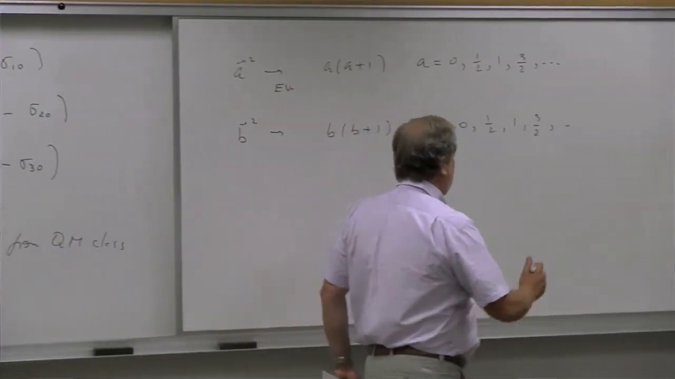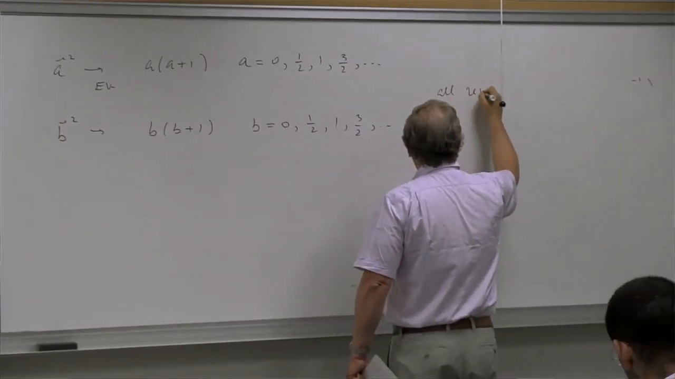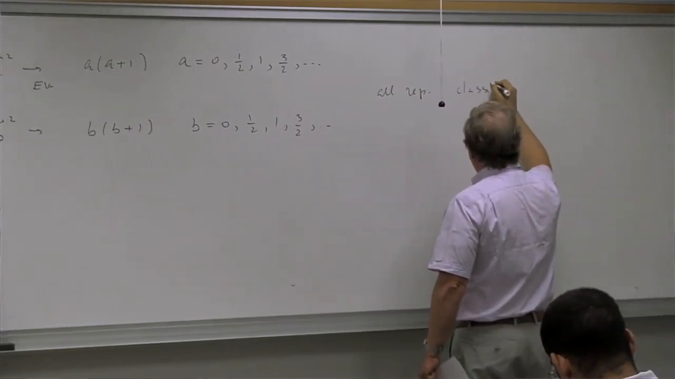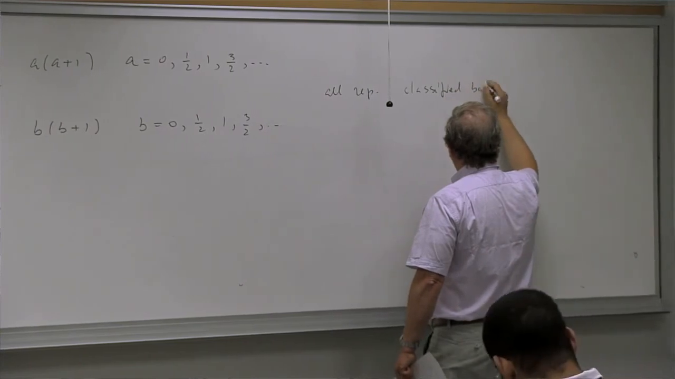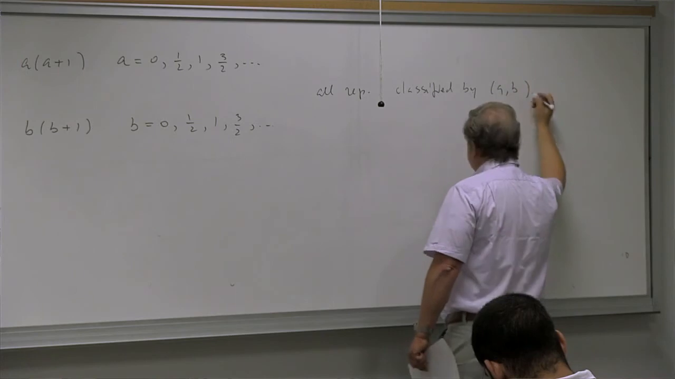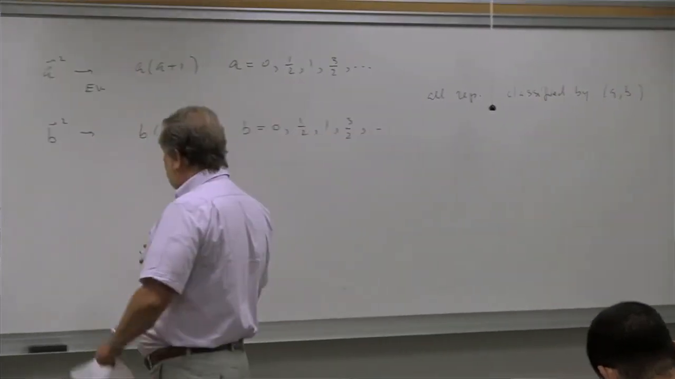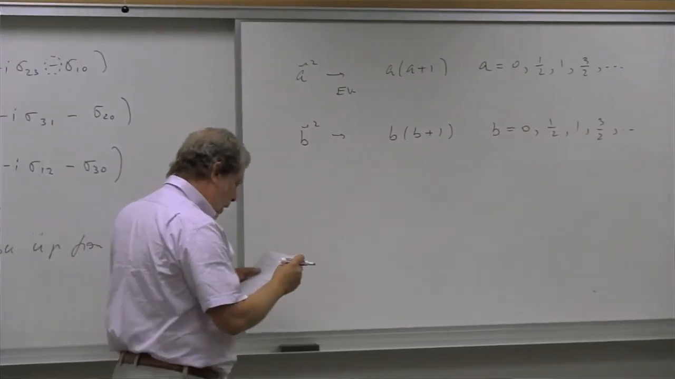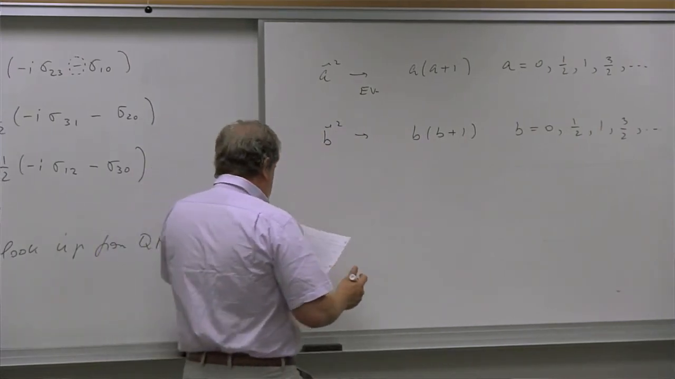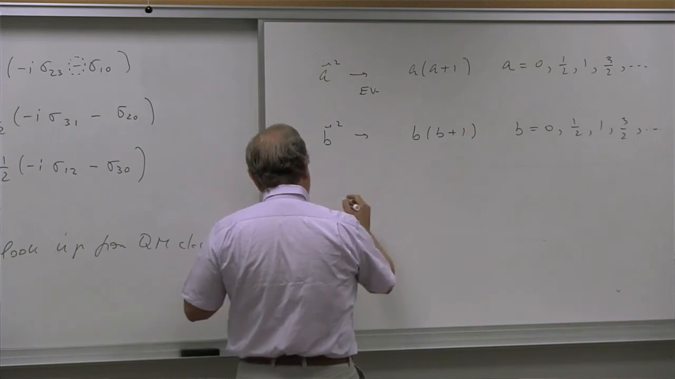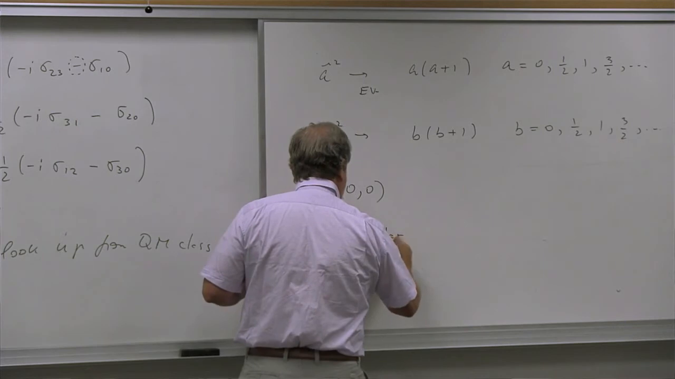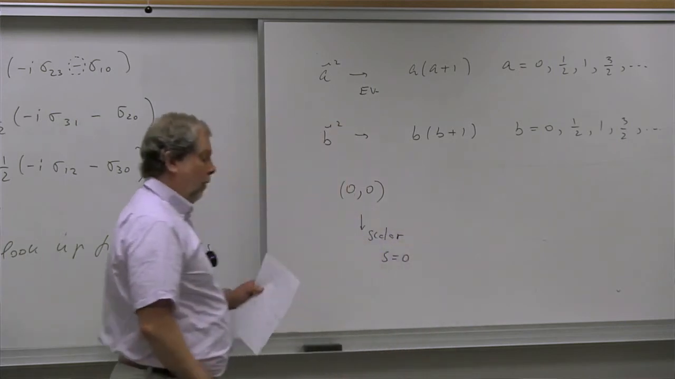And so that means that all the representations of the Lorentz group are classified by a pair of these numbers, a and b. Okay. So, for example, we can have the (0, 0), and that's a scalar, and it has spin 0.